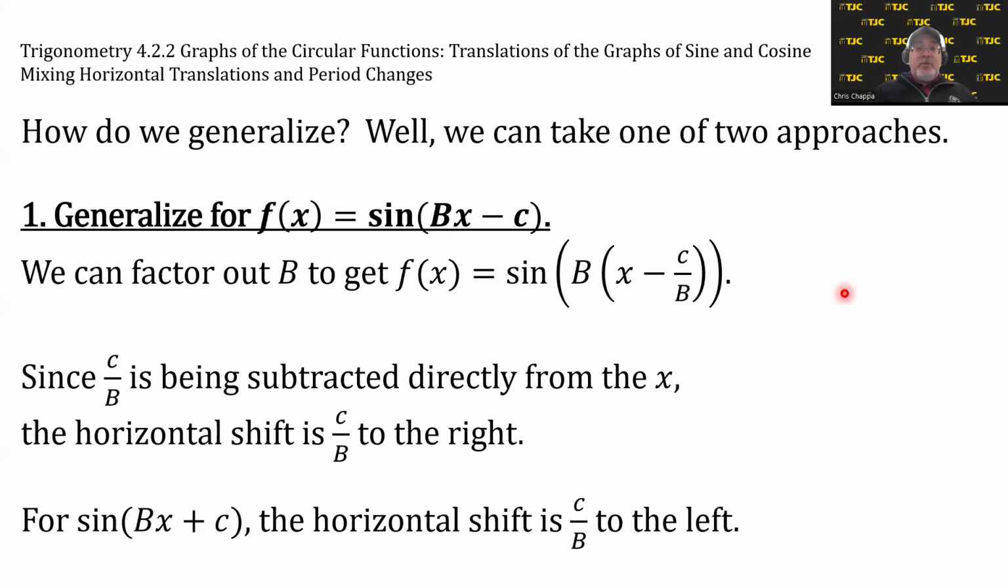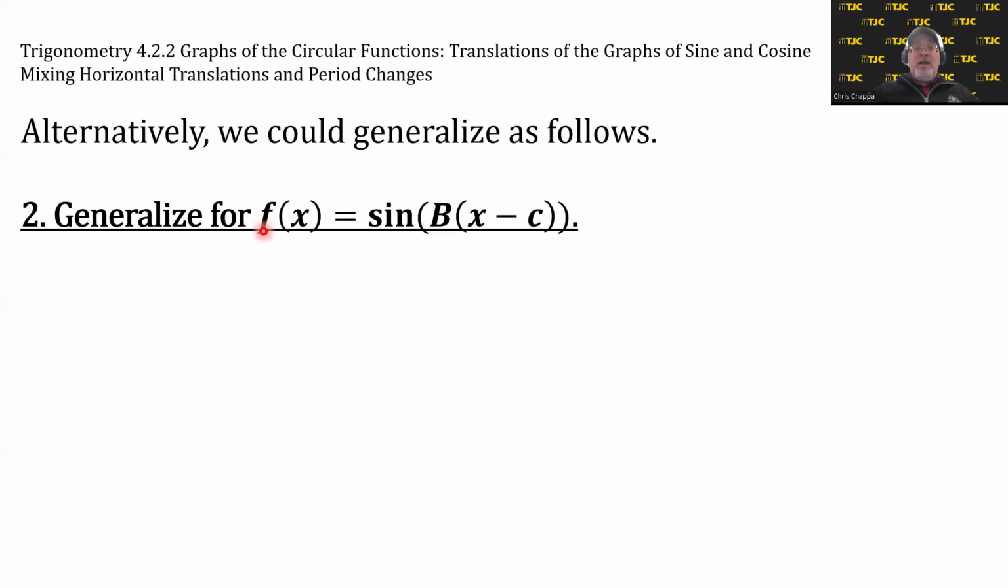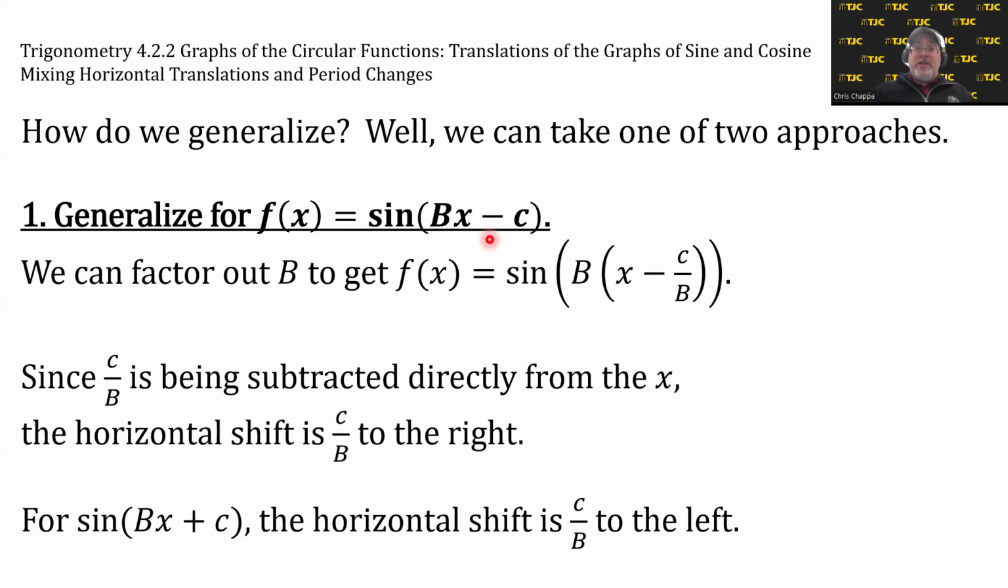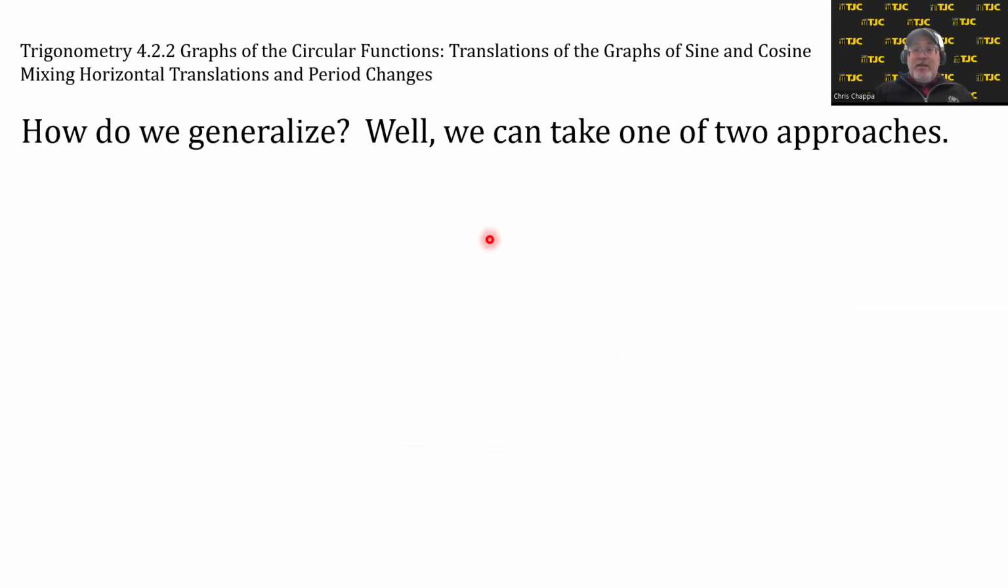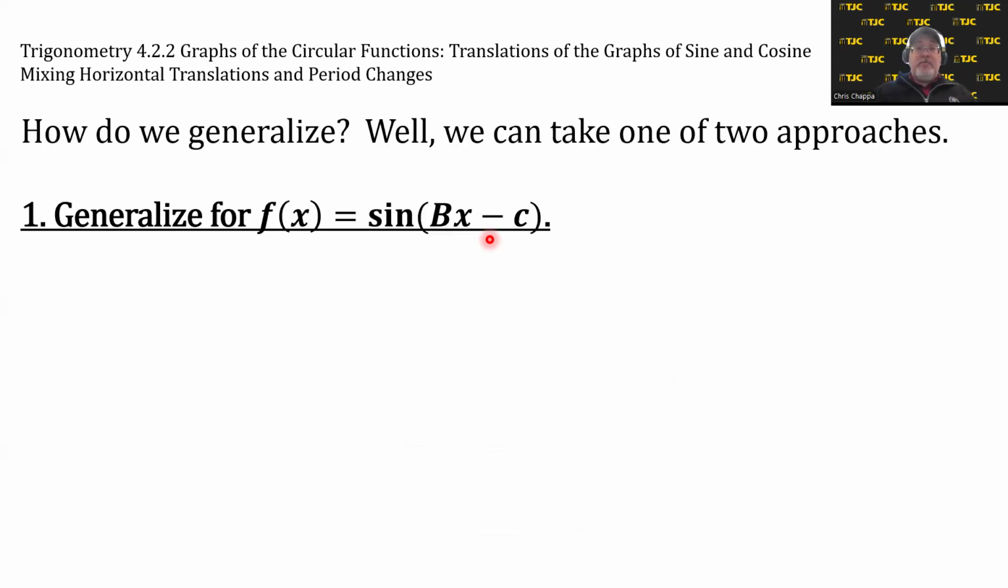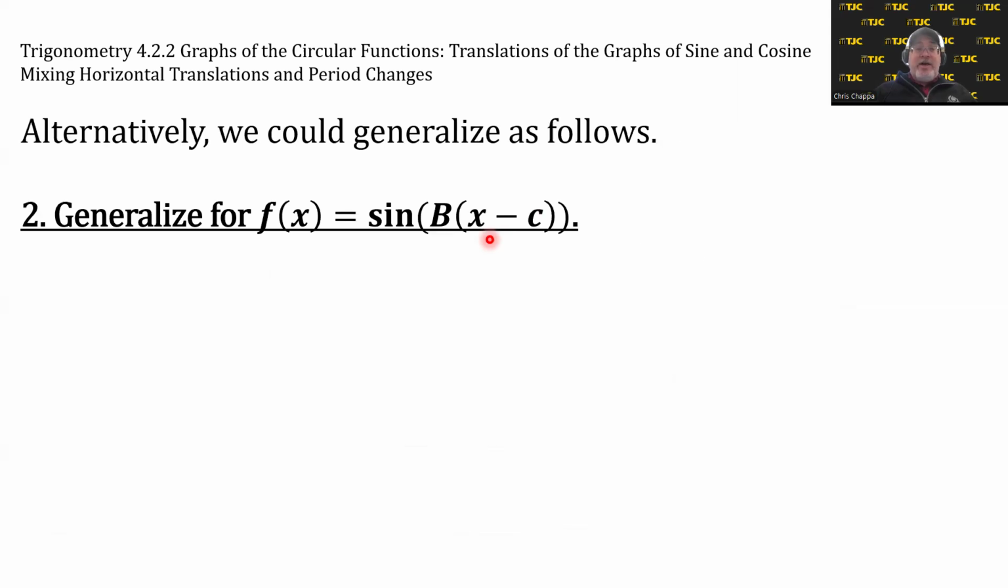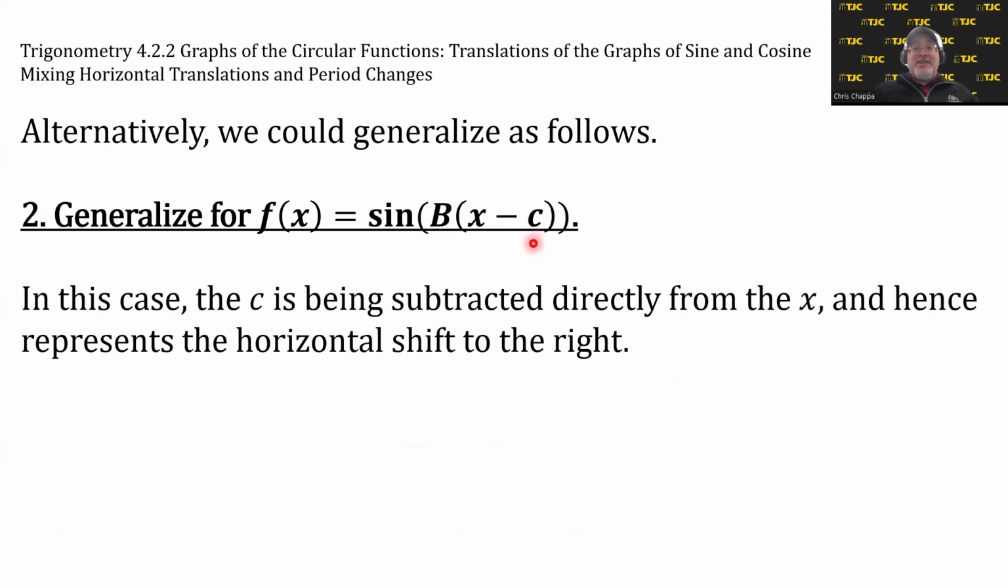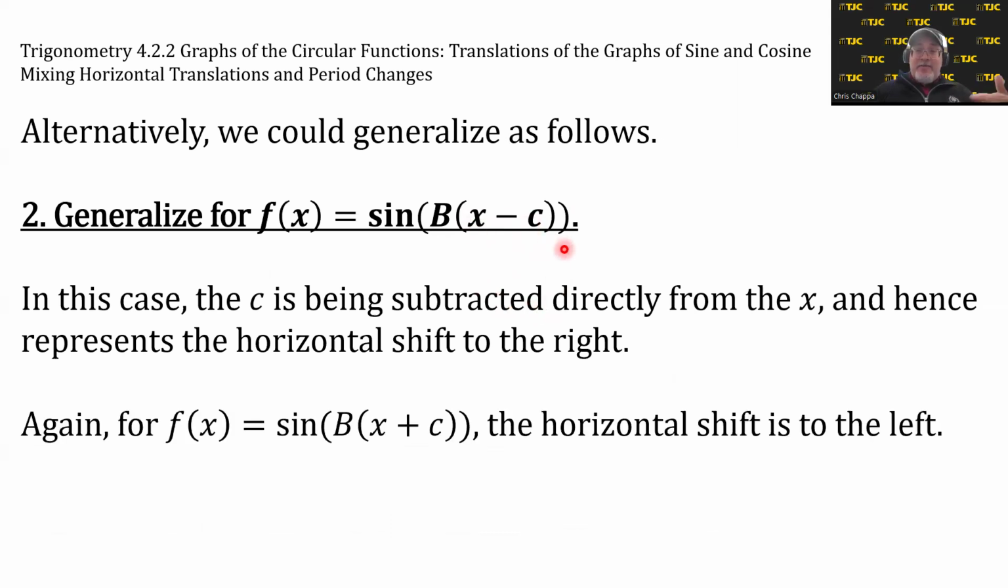But sometimes you'll be given a function of this form. f of x equals sine of b times the quantity x minus c. In other words, sometimes you'll be given a function that looks like that, where there's a multiplier in front of x minus something or x plus something. So how do we generalize for that? Well, that one's easy. In this case, the c is being subtracted directly from the x and hence represents the horizontal shift to the right. Again, if it said plus, the shift would be to the left.